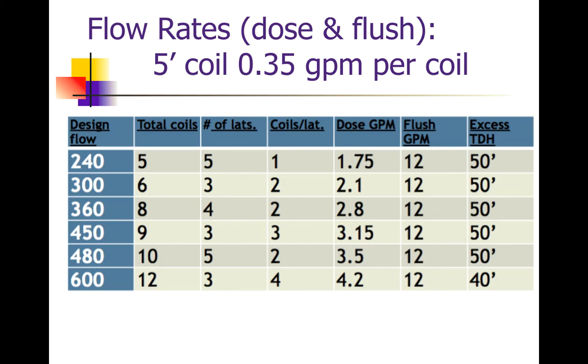If you can't remember or are not comfortable doing the math, in the design manual as well as the operation and maintenance manual, and I think it's in the installation manual, you'll find this chart, and there's one both for the 5-foot coils and for the 7-foot coils that'll show you what the dose gallons per minute should be for each of the design flows.